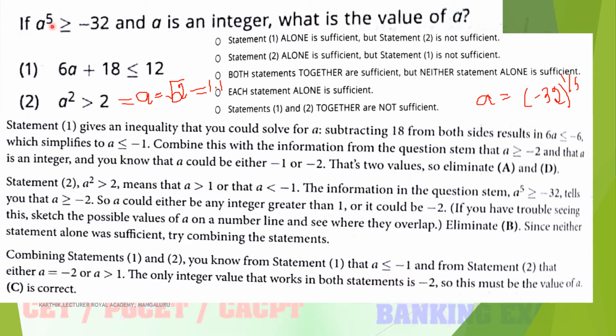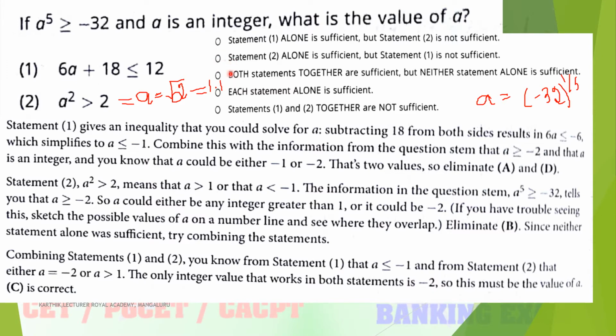From this statement, what is the value? A is greater than or equal to -2, so the value may be in between 1 and -2. Any value is possible. Here they are asking for only one value. What is the value of a? From the second statement alone you can't judge the value of a. It may be 0, it may be -1. Any value is possible. So from the second statement alone you can't find the answer.